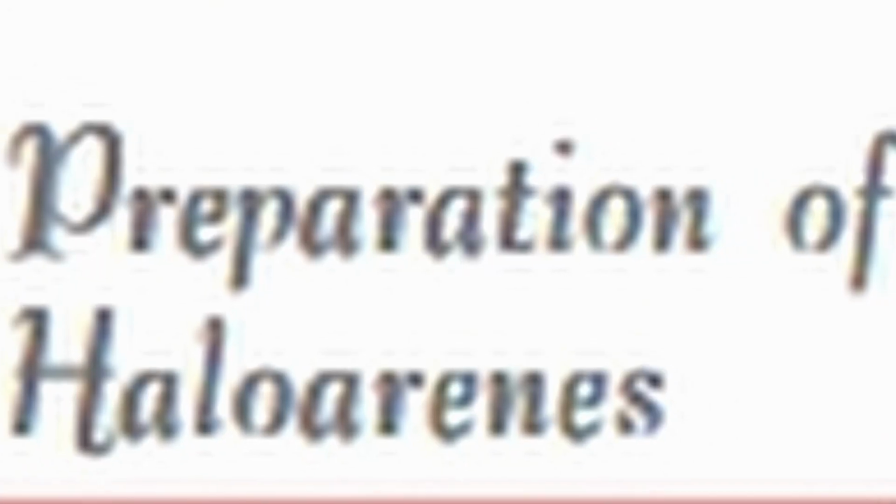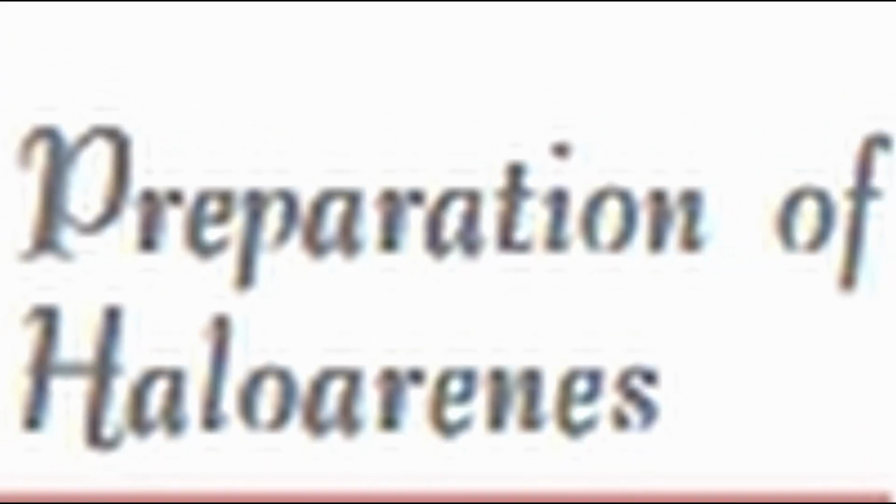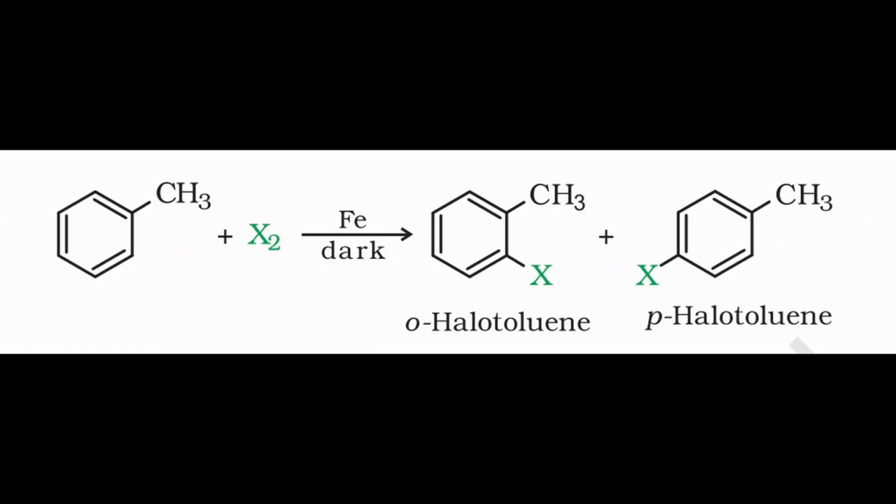Okay, but how can we prepare haloarenes? Aryl chlorides and bromides can be easily prepared by electrophilic substitution of arenes with chlorine and bromine respectively, in the presence of a Lewis acid catalyst like iron or iron(III) chloride.